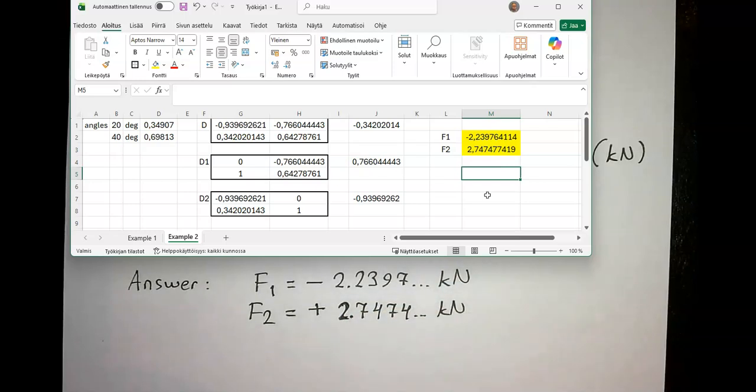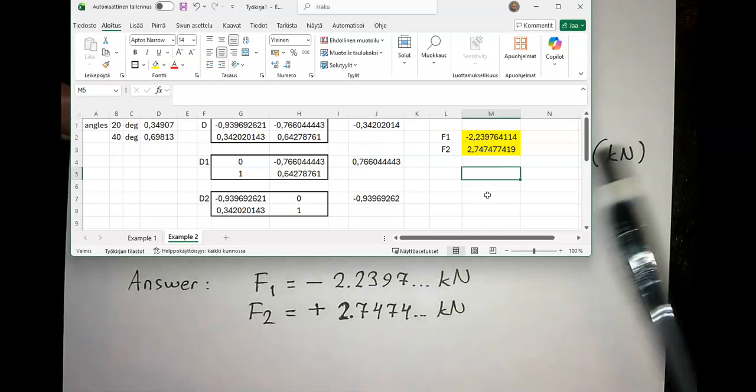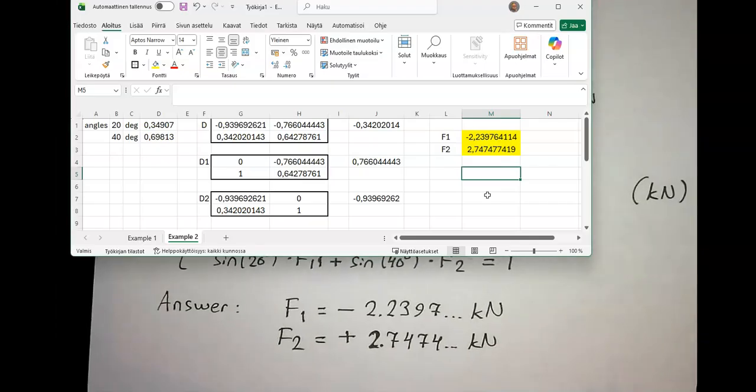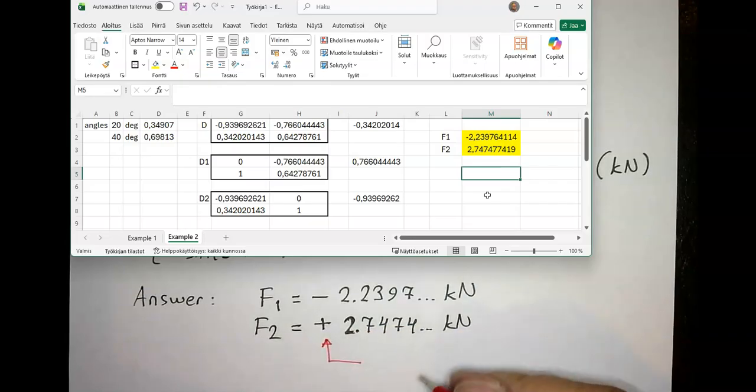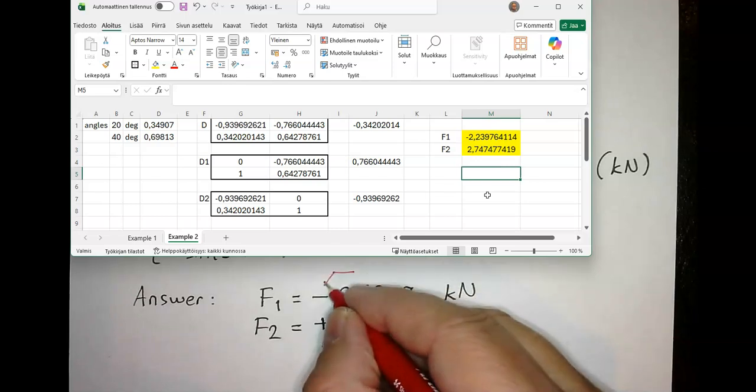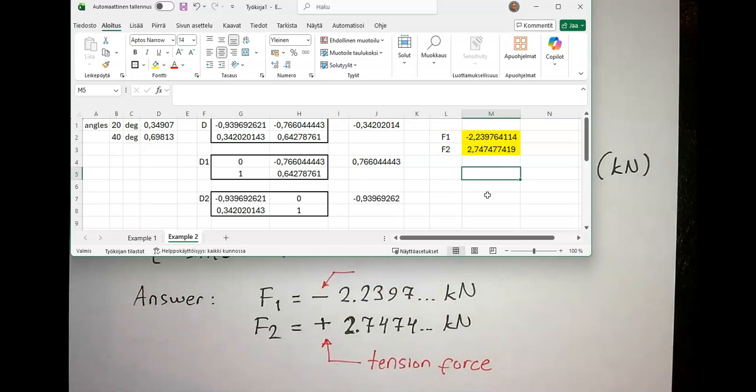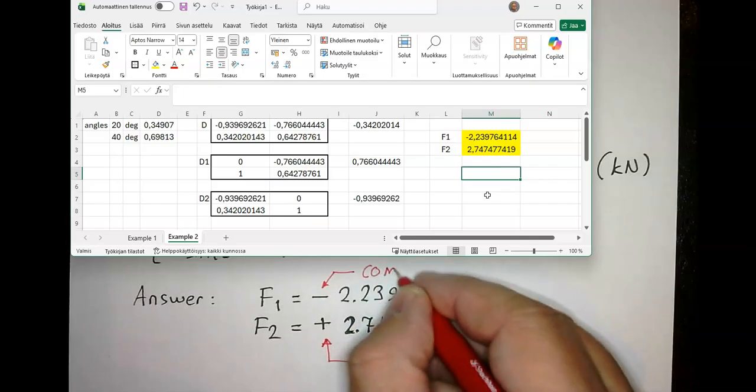So this means that this F2 has a positive sign. It is an easier one. Well, both are as easy or as hard. This plus sign here means that this force is a tension force, and this minus here means that this force is a compression force.